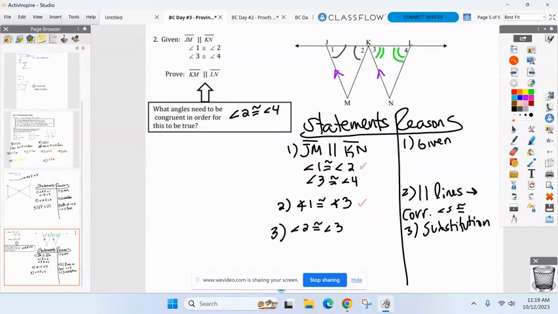Remember, you're going to use all the givens. There's still a given I left out. I left out 3 congruent to 4 here. Oh, wait, 3 is congruent to 4? And you guys just told me 2 is congruent to 3. What 2 angles are congruent now?